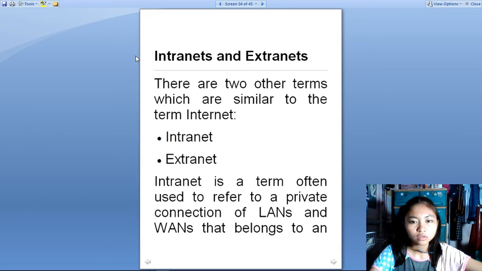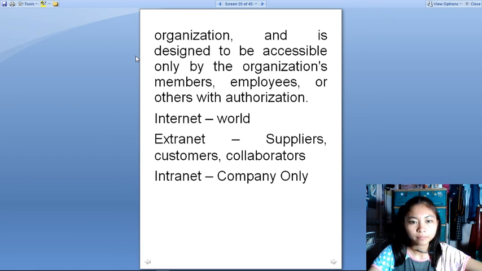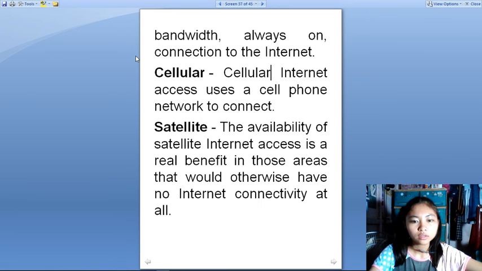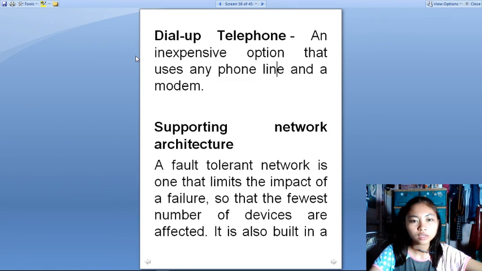Intranets and extranets. So these are the two other terms which are similar to the term internet. When we say extranet, it is the suppliers, customers, and collaborators. And intranet is the company only. The common connection options for small offices and home office users are cable, DSL, cellular, satellite, and dial-up telephone.